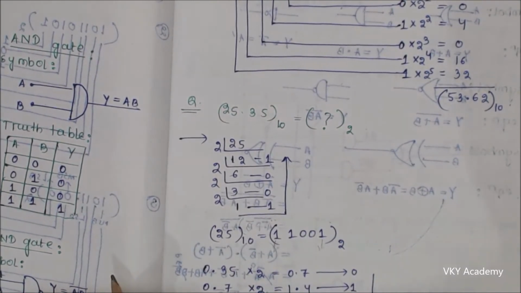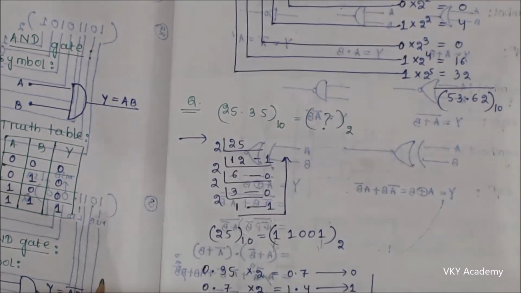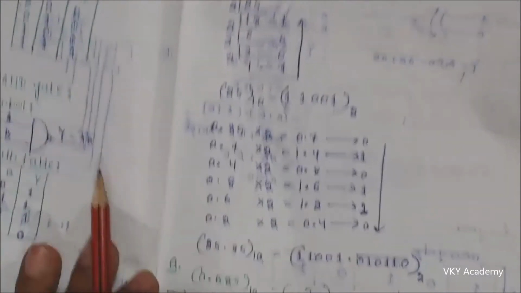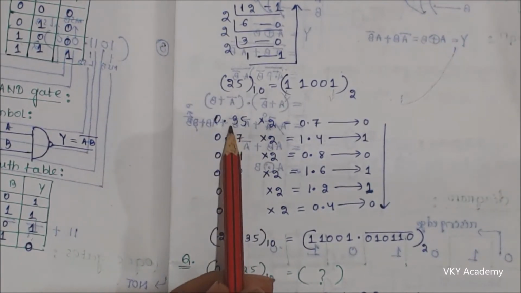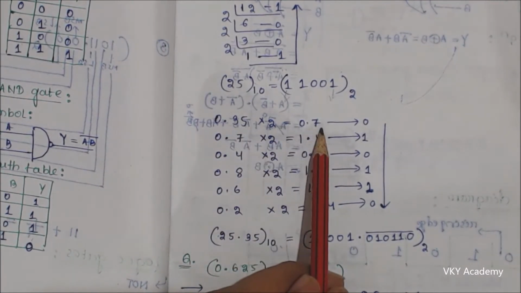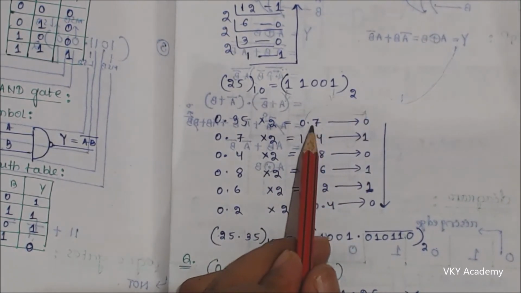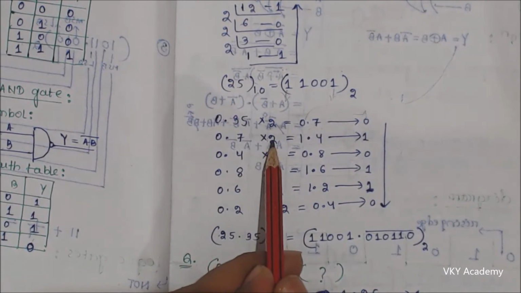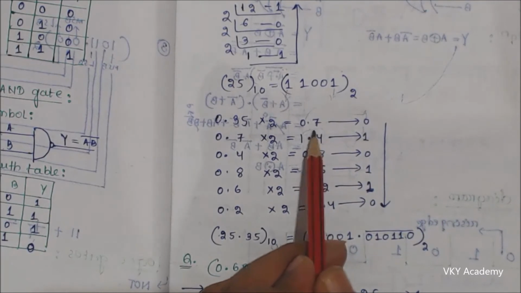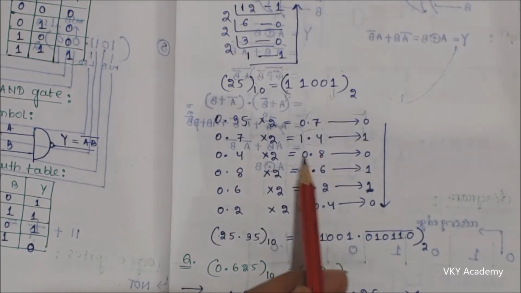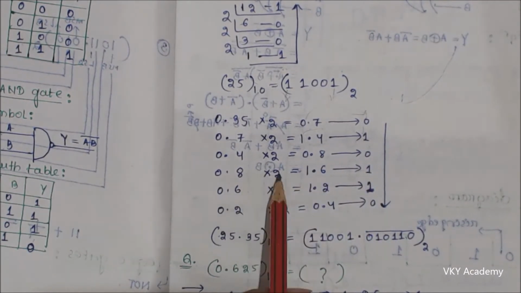Now let us calculate the binary equivalent for the fractional part, 0.35. For that, I need to multiply the fractional part with 2. So 0.35 into 2 is 0.7. Keep the whole number, which is 0, and multiply 0.7 again with 2. The result is 1.4. Take the whole number and multiply 0.4 with 2. The result is 0.8. Again take the whole number, then multiply 0.8 with 2.